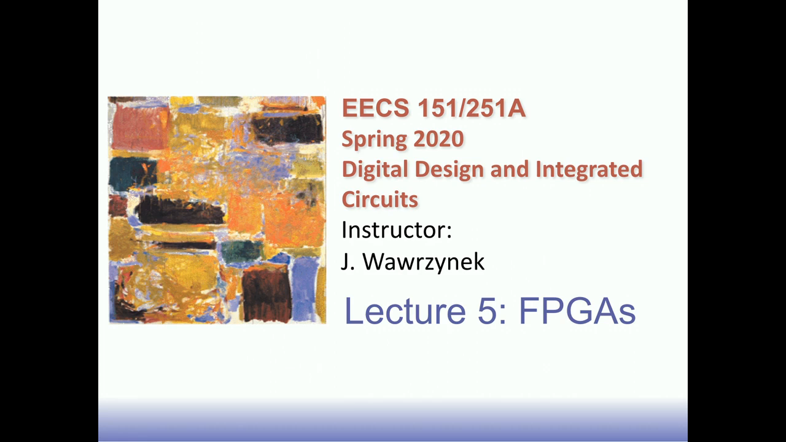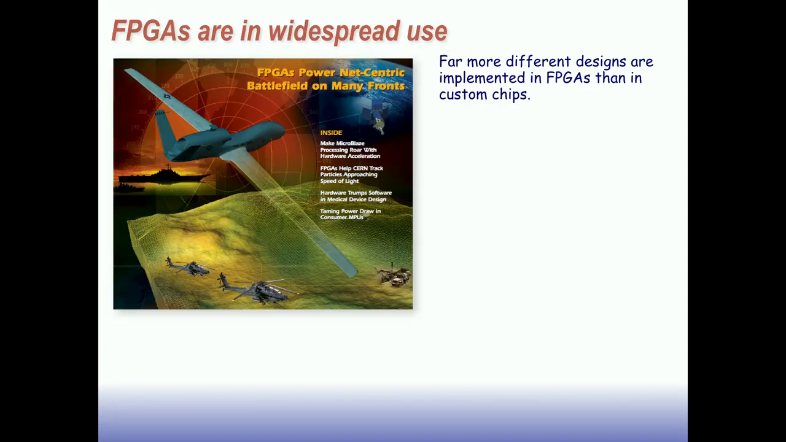I interrupted that whole thing to talk about Verilog because people are starting the labs, and you need Verilog to do the labs. Okay, but so now we're back to kind of description of the kind of chips we use and build. So FPGAs are a popular way to implement designs. In fact, there's probably more different designs implemented in FPGAs than in custom ASICs these days, primarily because of the economics that we talked about last time.